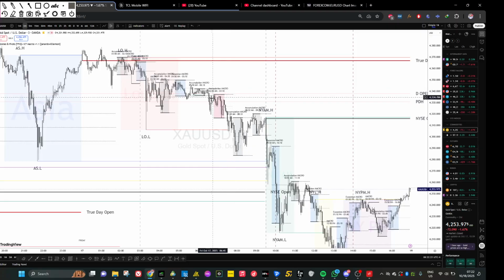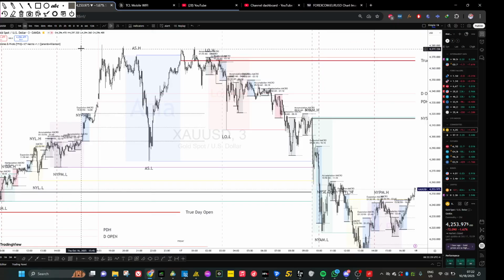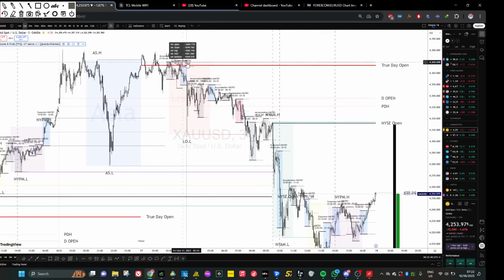Didn't take any trades in London because I was exhausted. I didn't get to wake up. I missed the alarm, so I didn't trade London. But we came up, ran these highs, did a transition.